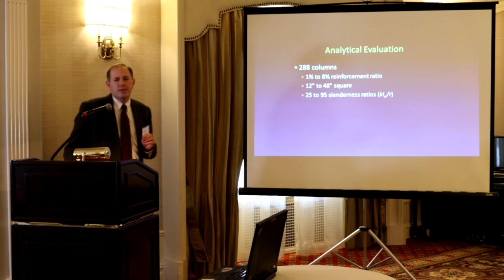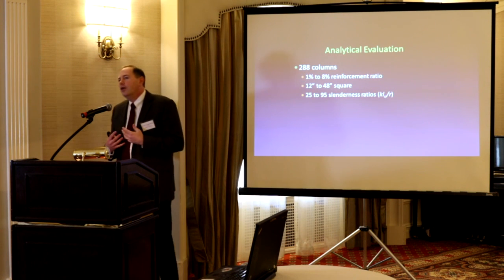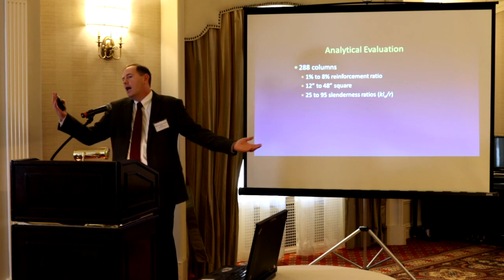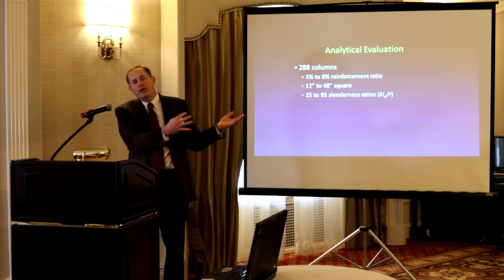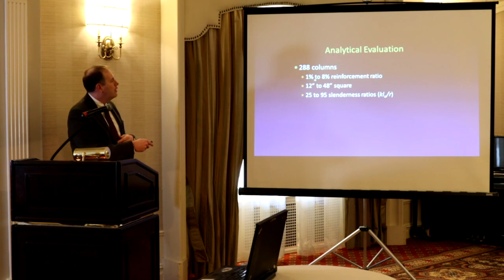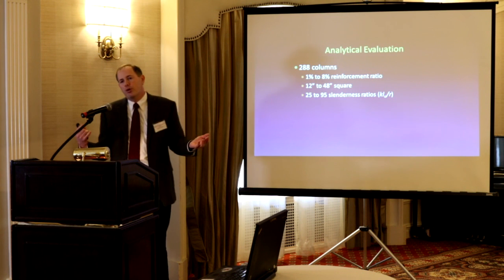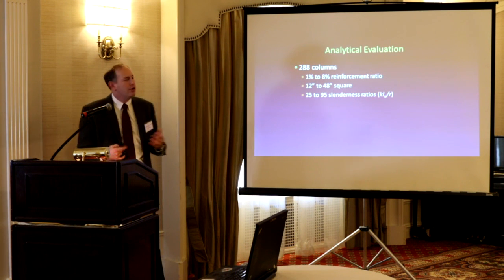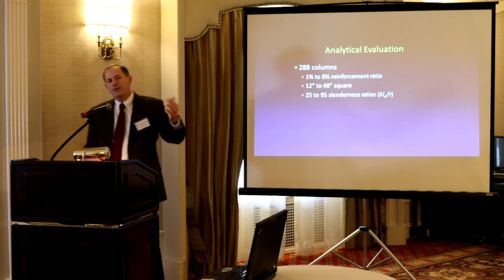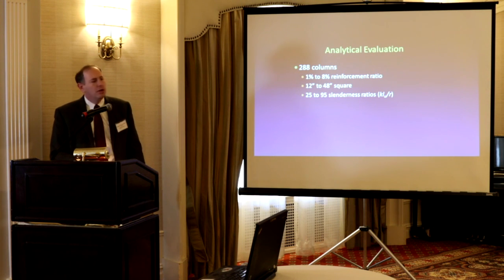So analytically, let me say this. Once we had this figured out, we knew we could predict with our analysis model any column in the world because we could fully analyze that. We looked at 288 different columns, all the way from 1 to 8% reinforcement. We looked at 12-inch to 48-inch square columns; we were focused on the square here. And we looked at slenderness ratios up to a crazy 95. I mean, really slender columns.